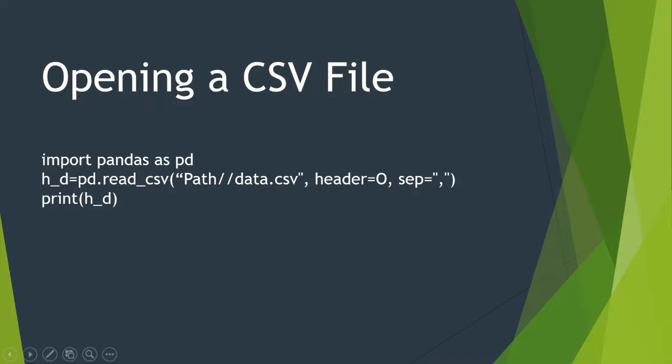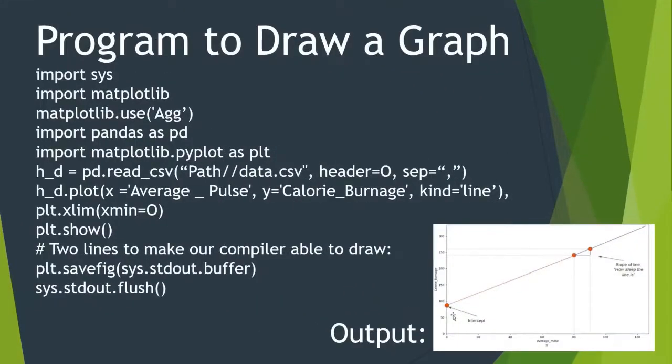Yeah, and then the next thing is a program to draw the graphs. Import sys, which means this box, and then import matplotlib to draw these graphs, and then matplotlib.use AGG. On some computers the AGG method won't work, and on some computers it will work. So if the computer won't accept AGG, it will automatically take out the AGG from the program.